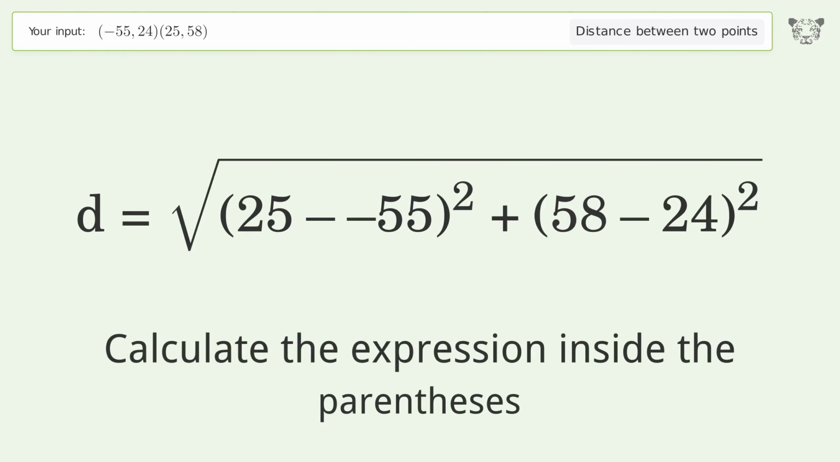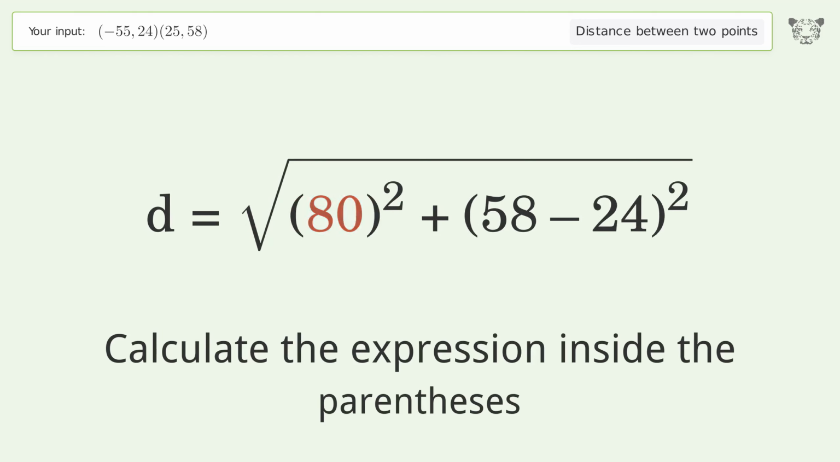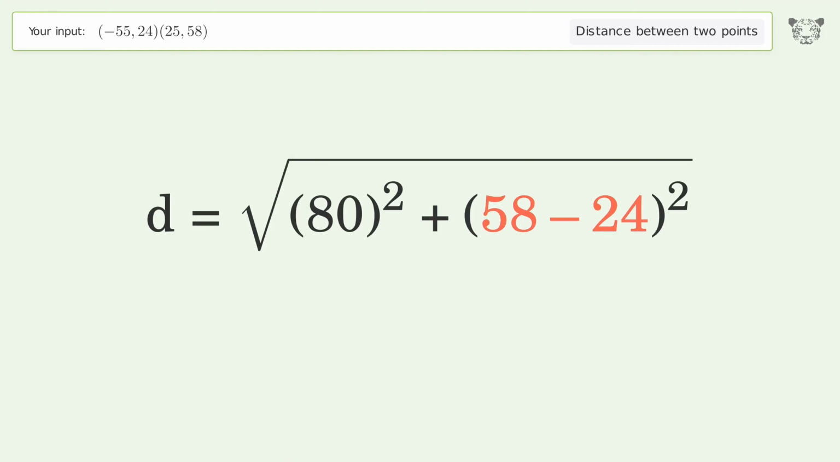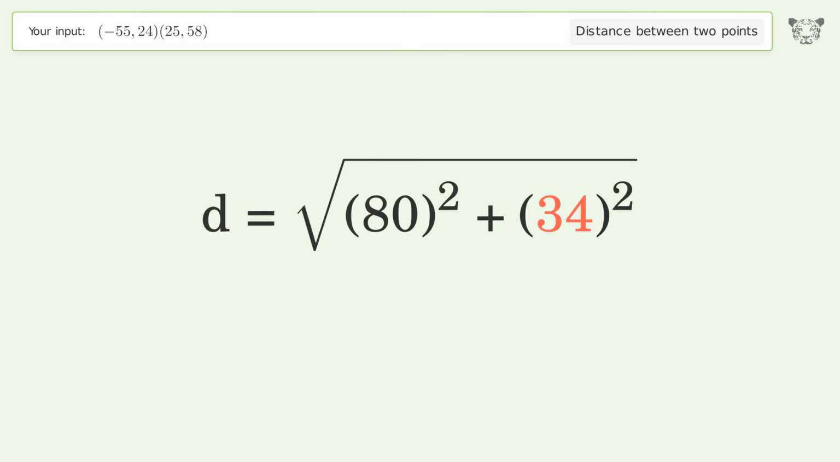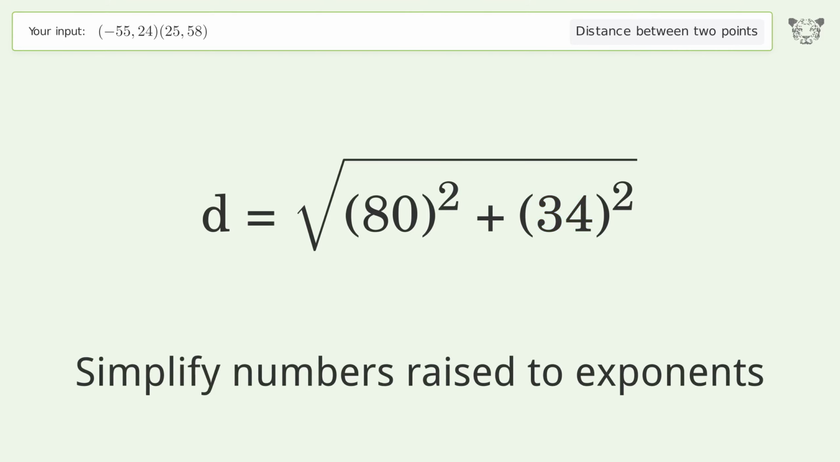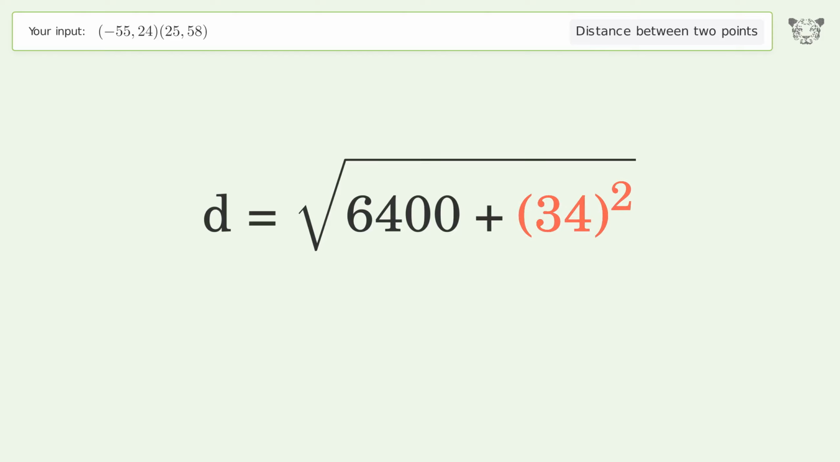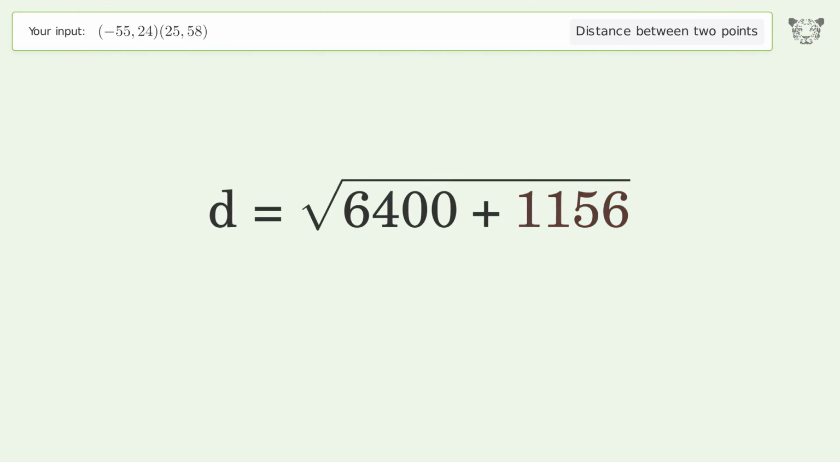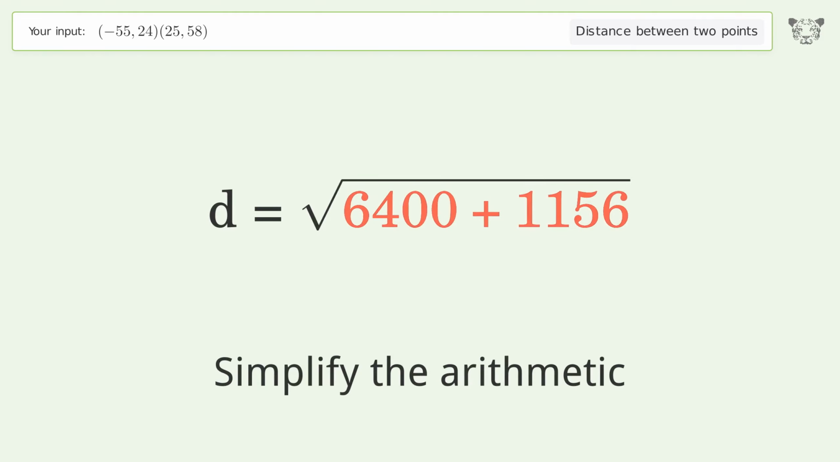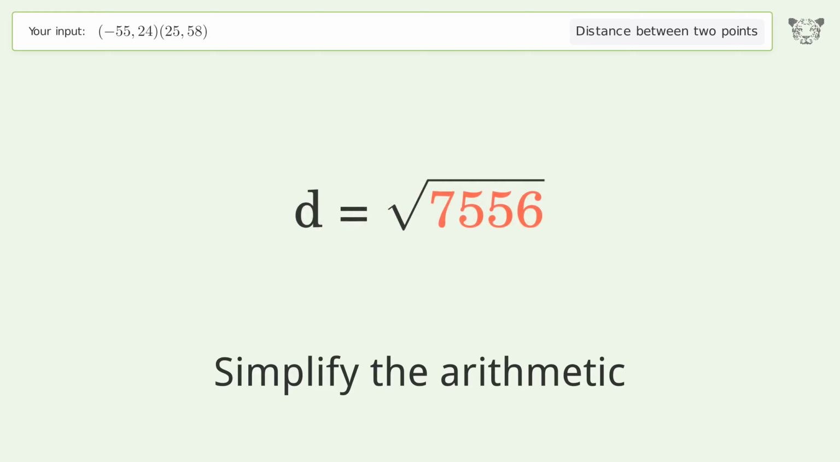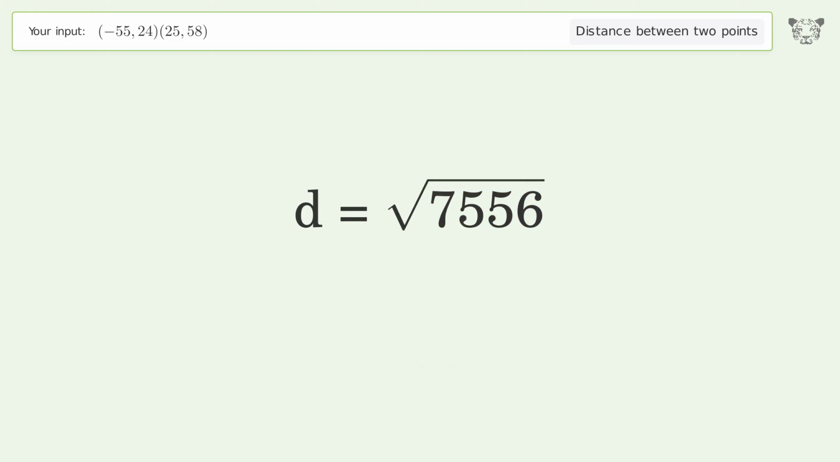Calculate the expression inside the parentheses. Simplify numbers raised to exponents. Simplify the arithmetic. And so the distance between the 2 points is the square root of 7,556, or 86.925.